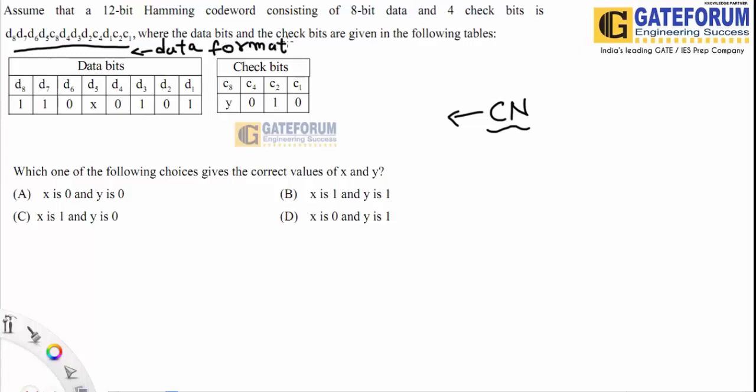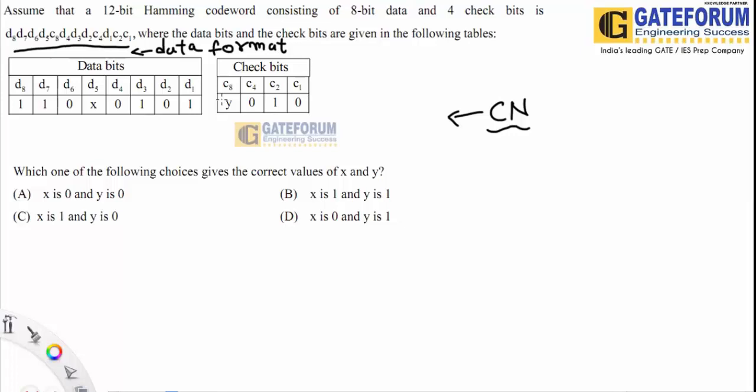The data bits and the check bits are given in the following tables. So they have given some particular fields for data and some particular fields for the check bits. Now they have asked which of the following choices is the correct value of x and y. So we need to find the value of x and the value of y.